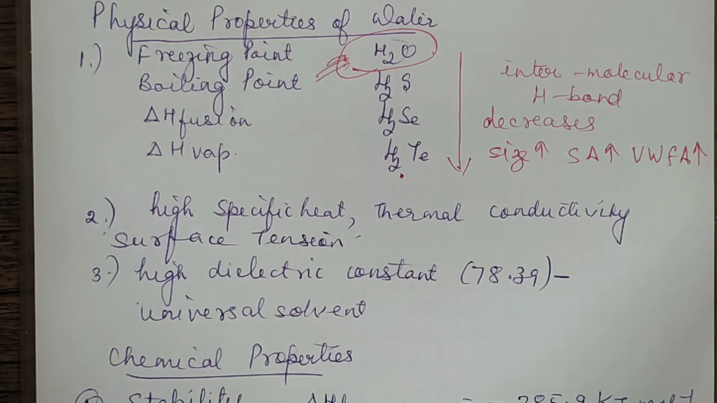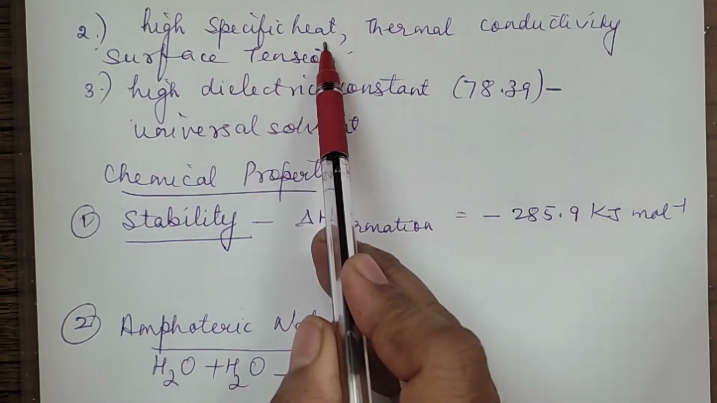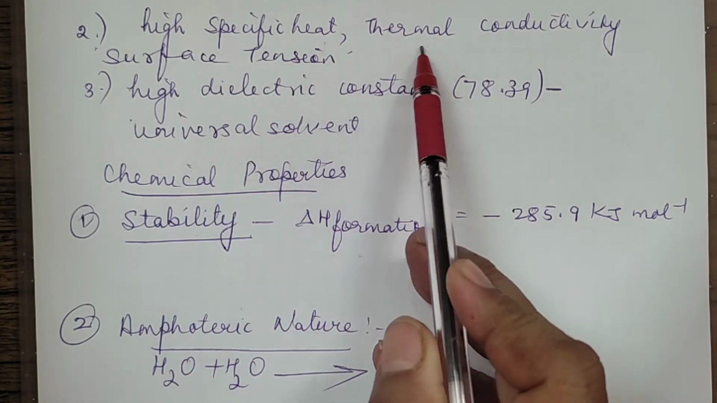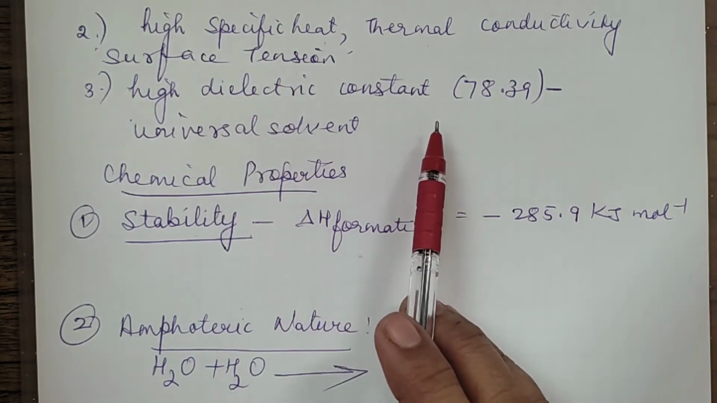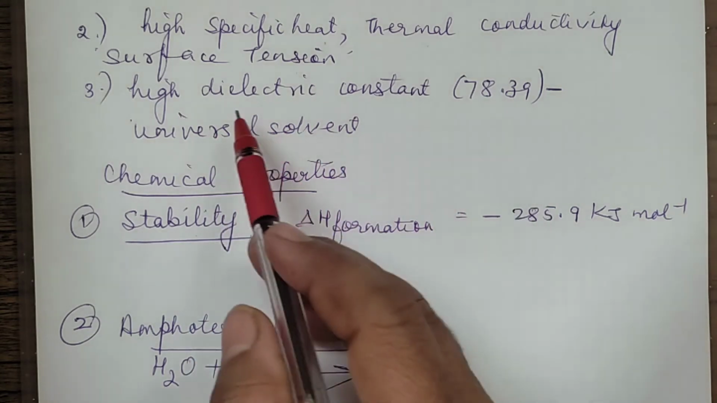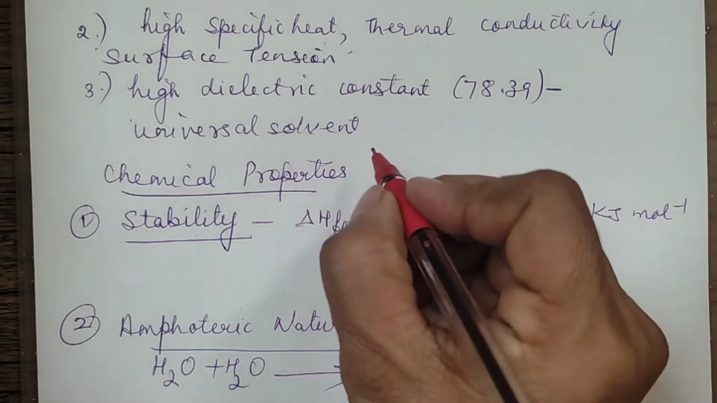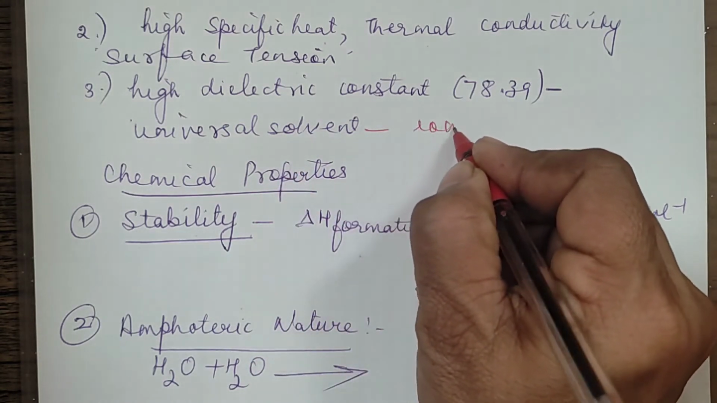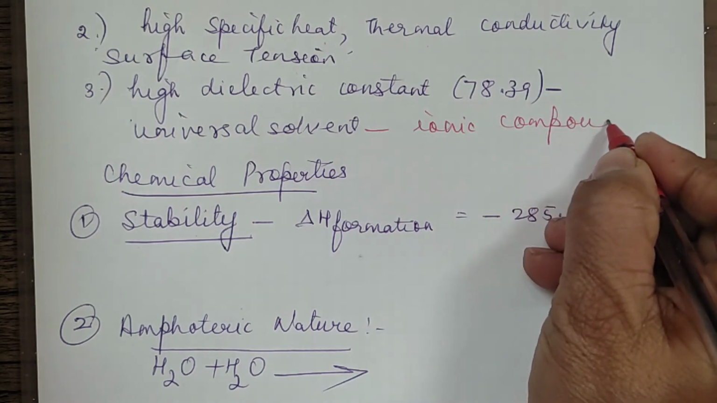Got it? Another property of water, it has high specific heat, thermal conductivity, surface tension. It is having high dielectric constant. This is its value. And because it is having high dielectric constant, it is a universal solvent. It can dissolve all the ionic compounds in itself. Ionic compounds are soluble in it.